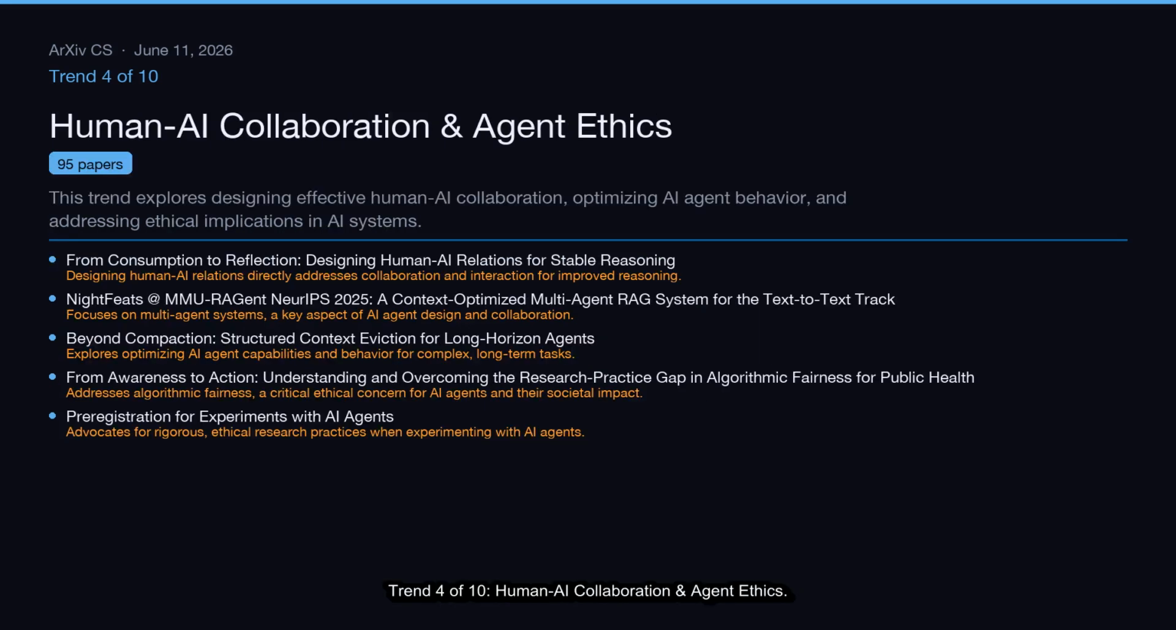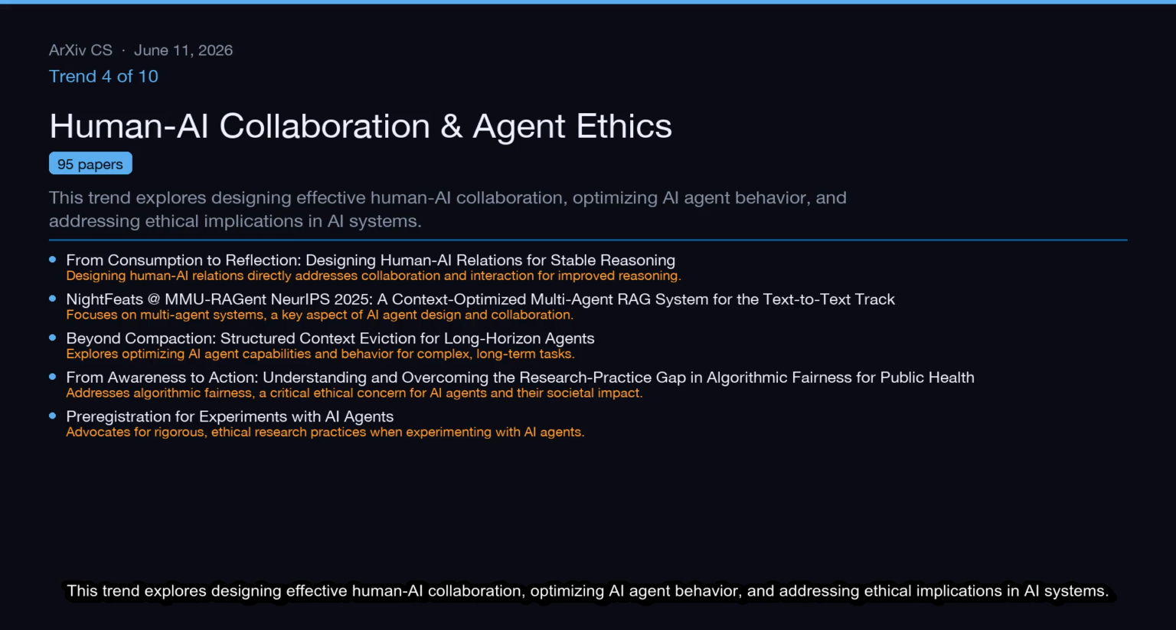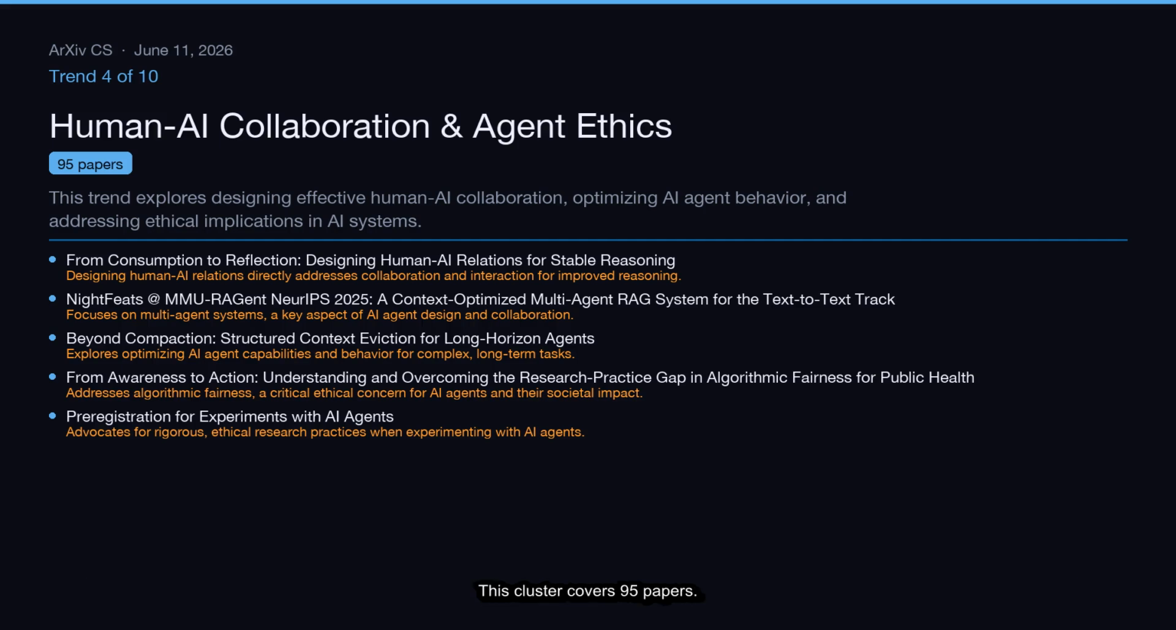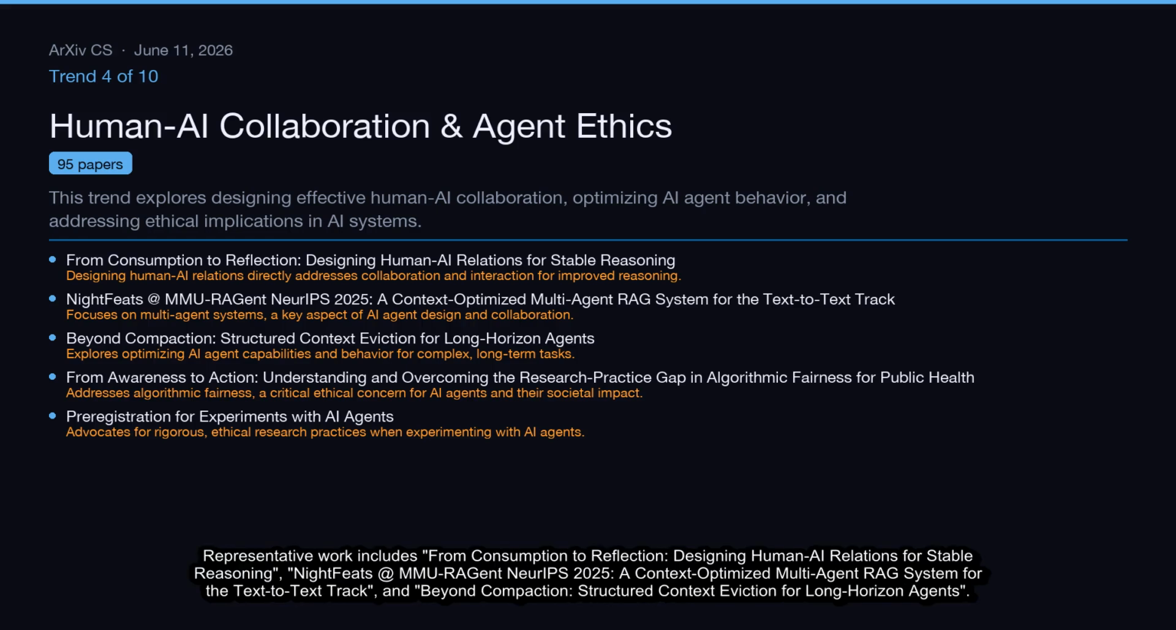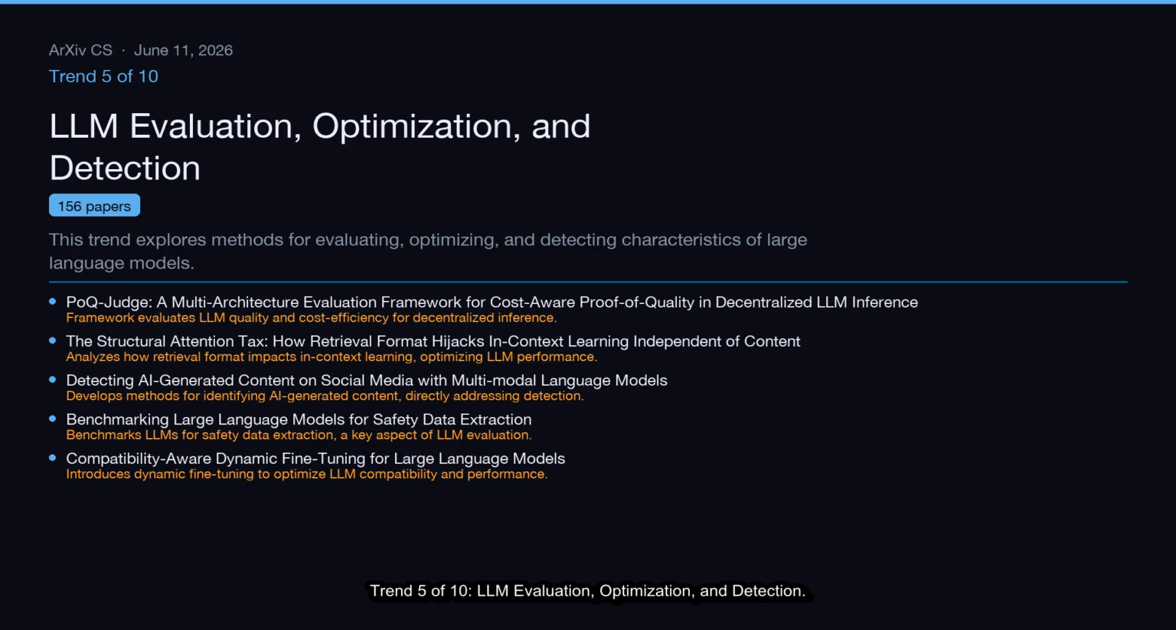Trend 4 of 10. Human-AI collaboration and agent ethics. This trend explores designing effective human-AI collaboration, optimizing AI agent behavior, and addressing ethical implications in AI systems. This cluster covers 95 papers. Representative work includes From Consumption to Reflection, Designing Human-AI Relations for Stable Reasoning, Night Feats at Immunourgent Neuro IPS 2025, a context-optimized multi-agent RAG system for the text-to-text track, and Beyond Compaction, Structured Context Eviction for Long-Horizon Agents.